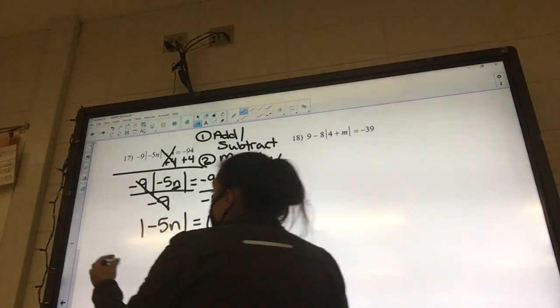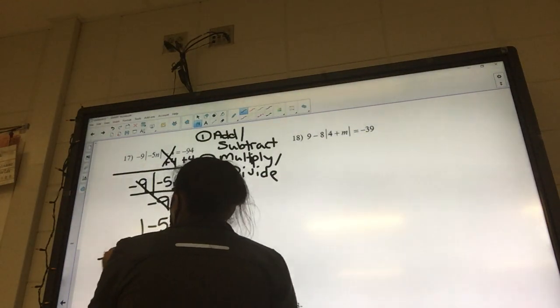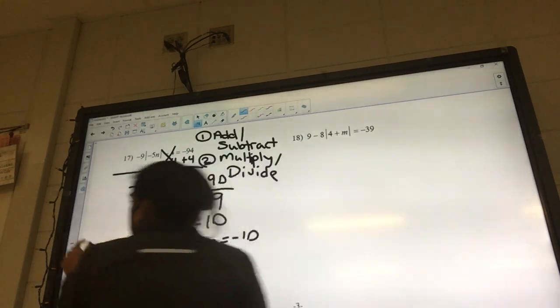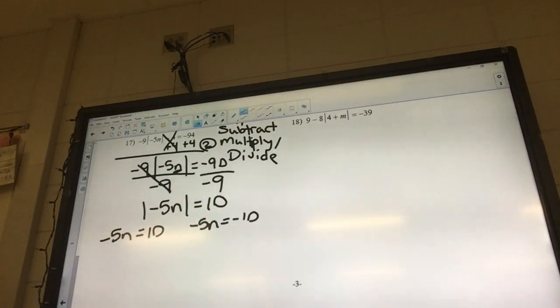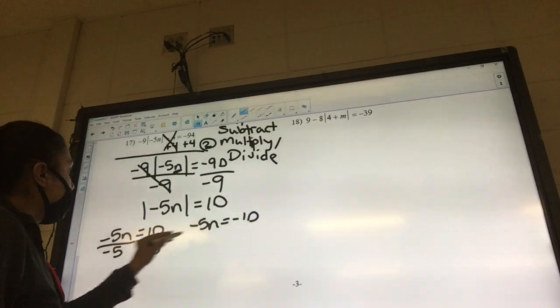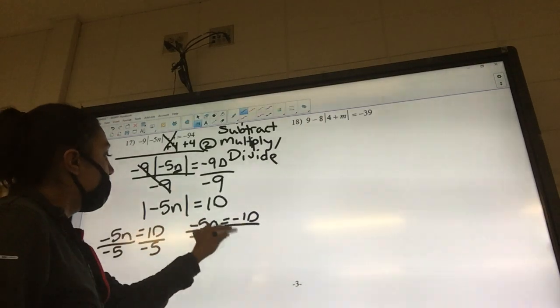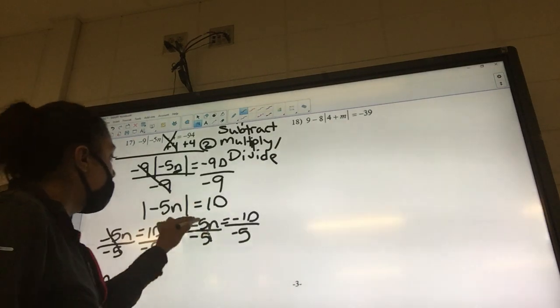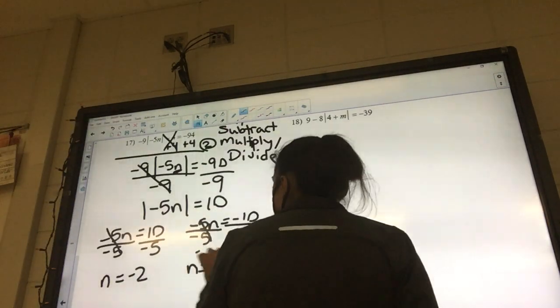Okay, so now we can set these twice. So we can say -5n equals 10, -5n equals -10. So make sure that you get the absolute value bars all by themselves before you set the plus or minuses, okay? And then our last step is obviously to divide by 5 on all of these. So I got n equals -2 and n equals +2.